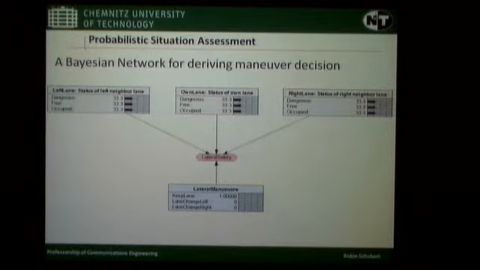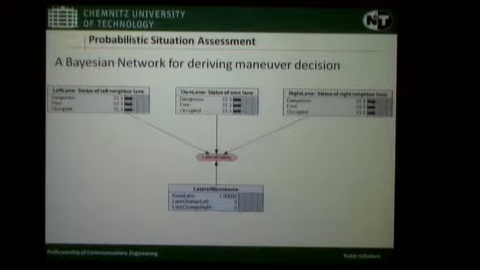Unfortunately, there's not enough time to introduce you to Bayesian networks. If you're interested in that, I would like to invite you to have a look in the paper. This is just a part of that network where we have a decision node capturing the 3 possible alternatives that we have, that are keep lane, lane change left, and lane change right. And we have different nodes which are influencing this decision. Those 3 are just a part of the network, it's not a complete one.